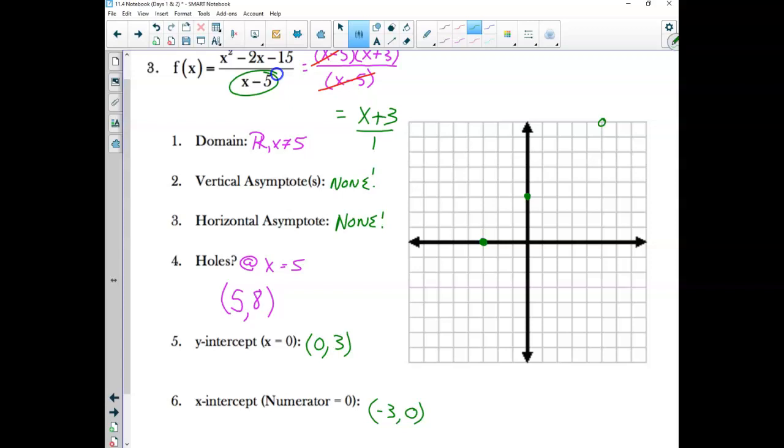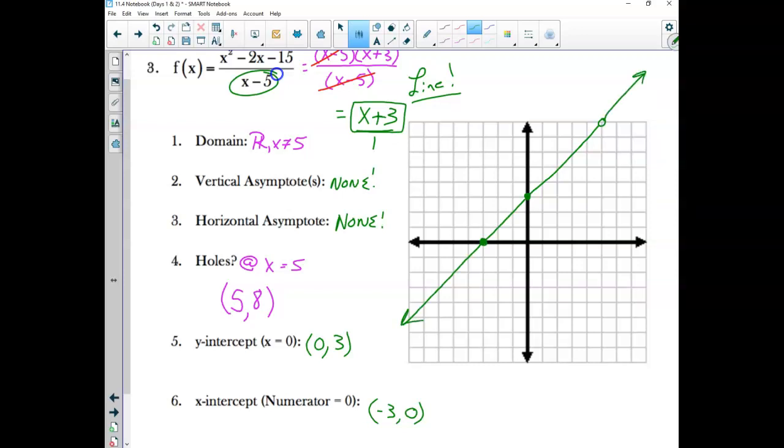Now, don't be confused by this. Look at what our reduced function looks like. It looks like a line, doesn't it? And it is a line. Our reduced function is a line, so our graph is actually going to be a line with a hole in it.